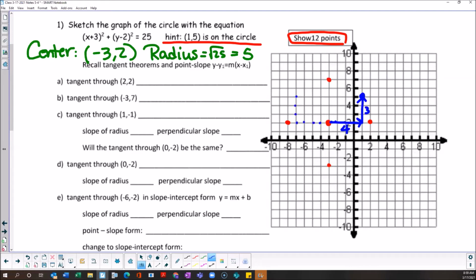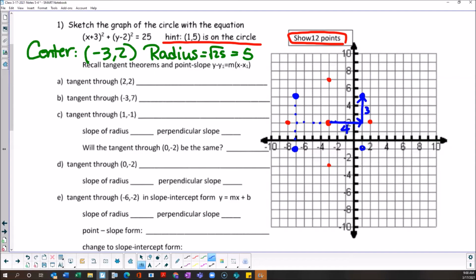That's going to be another point. I can go left 4, down 3, and right 4, down 3. Can you see that? Lots of dots, I know.